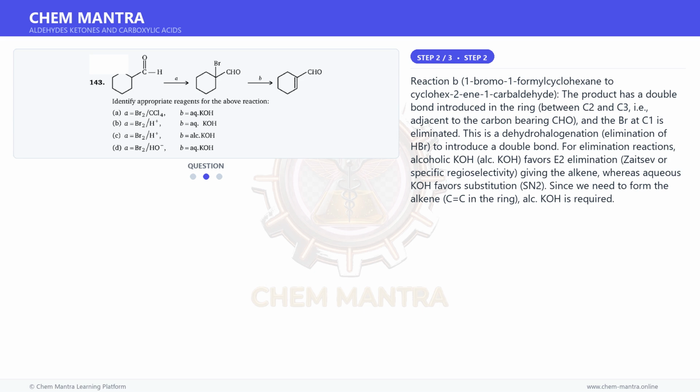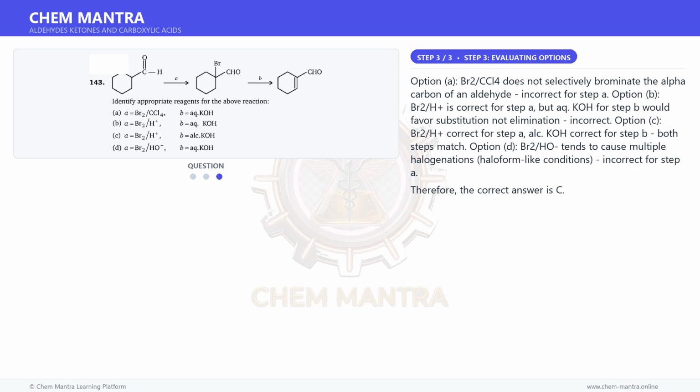For elimination reactions, alcoholic KOH, alc. KOH favors E2 elimination, Zaitsev or specific regioselectivity, giving the alkene, whereas aqueous KOH favors substitution, SN2. Since we need to form the alkene, C=C in the ring, alc. KOH is required.